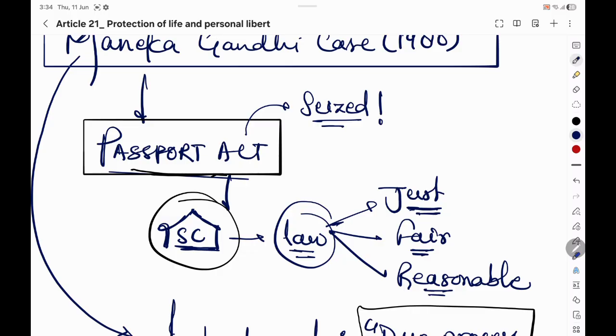Okay, and it should not be arbitrary or oppressive. So before Maneka Gandhi, if there was a law and the procedure is followed, then the action will be valid. But after Maneka Gandhi, what happened? If there is a law and the procedure is followed, then the procedure must also be what? It must be fair, just, and reasonable. Only then it will be valid.